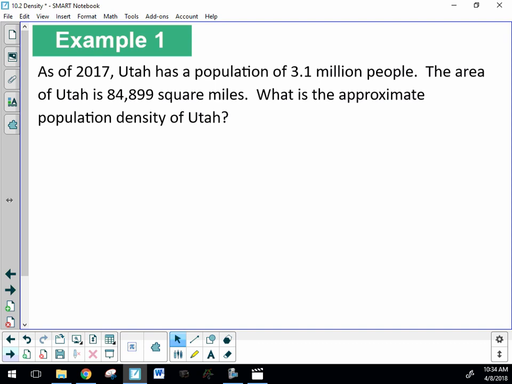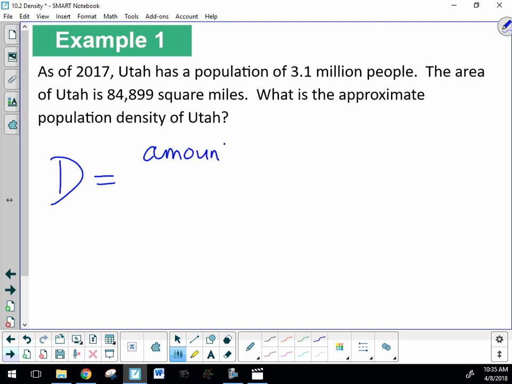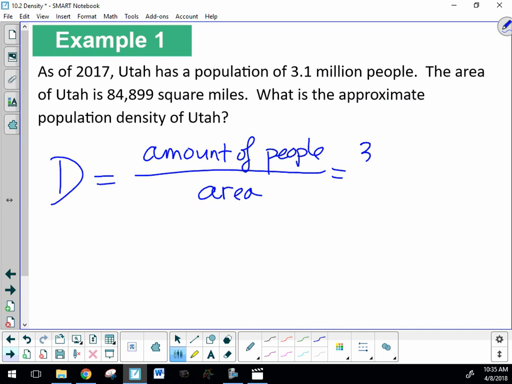So we're going to first talk about population density. In 2017, Utah had a population of 3.1 million people, and Utah occupies an area of 84,899 square miles. I want to know, what's the population density of Utah? So again, density is the amount of something. In this case, it's going to be the amount of people, and it's divided by the area that those people occupy.